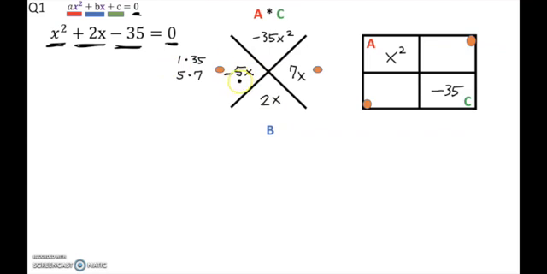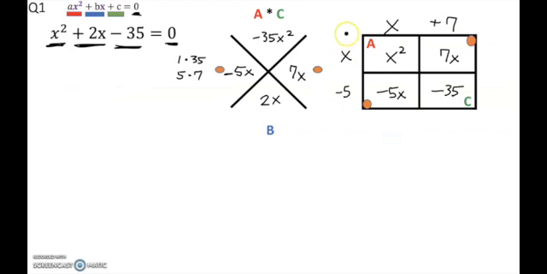So we're going to place these two terms, negative 5x and our 7x right here. Next, and the last step, is to solve for the outside of this box, and in this case, x times x is x squared. Now, x times what is equal to negative 5x? That's right, it's negative 5. X times what is equal to 7x? Should be positive 7.